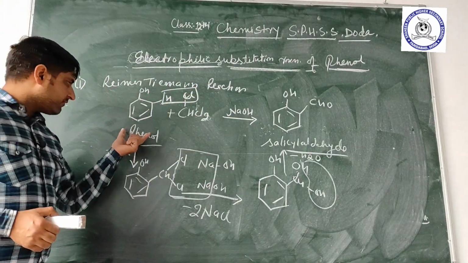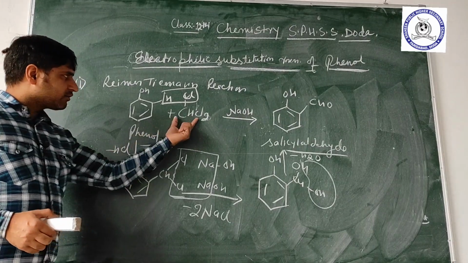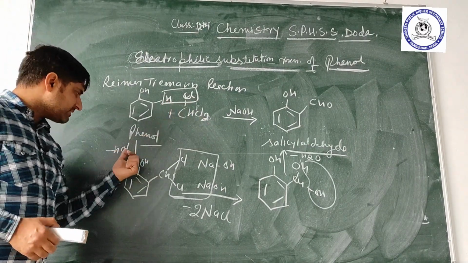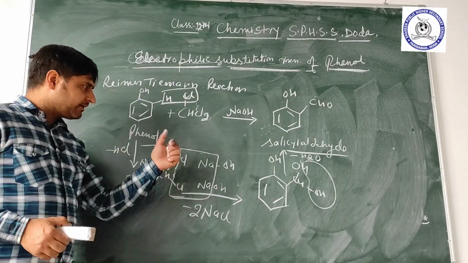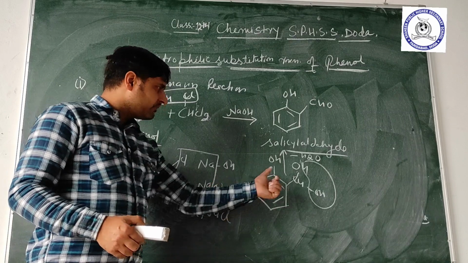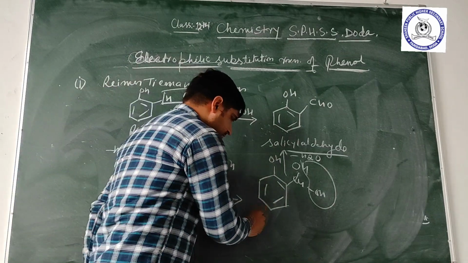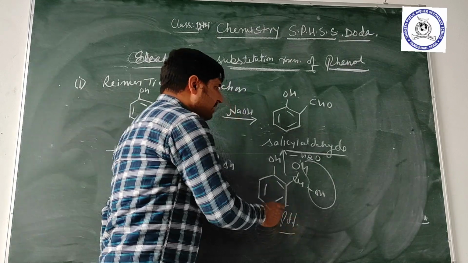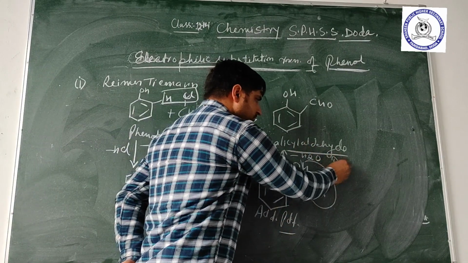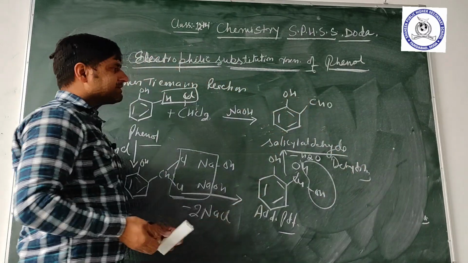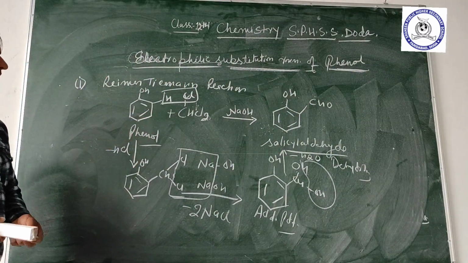How is this formed? Phenol treated with chloroform CHCl3, minus HCl, forms an adduct. When treated with 2 moles of sodium hydroxide, we can get addition product, which upon dehydration gives salicylaldehyde as the major product.